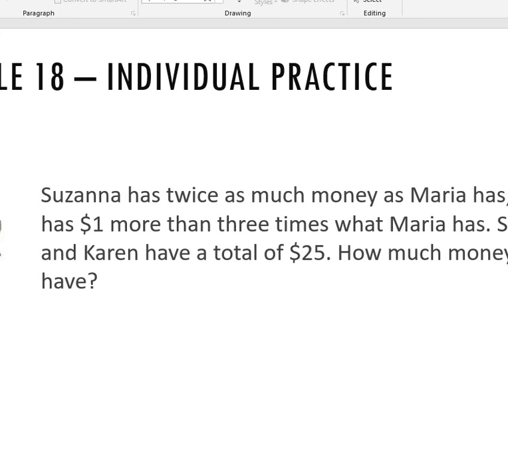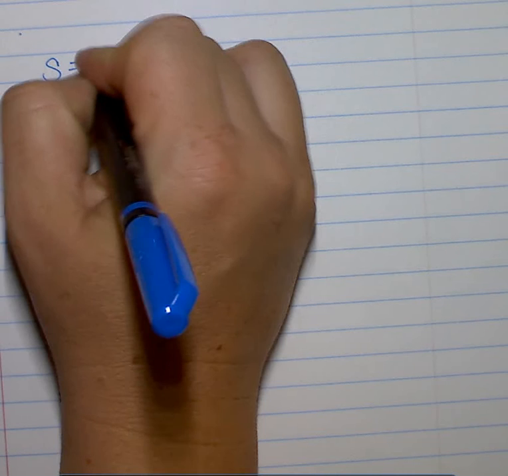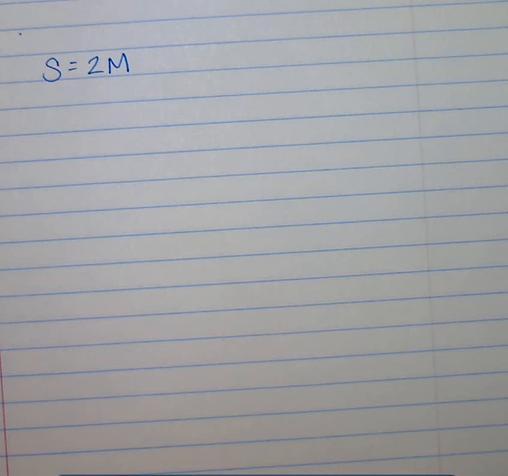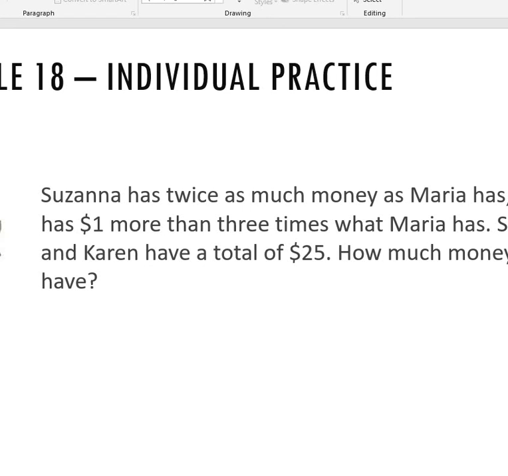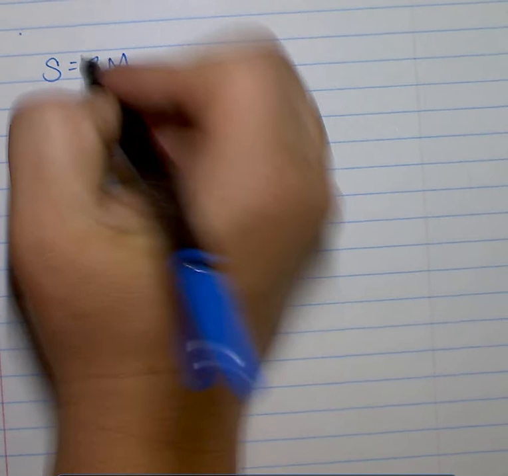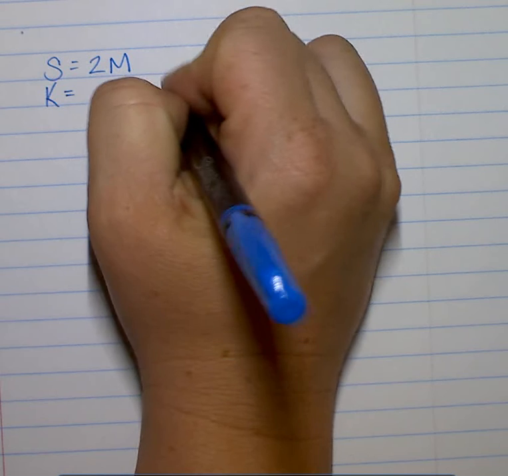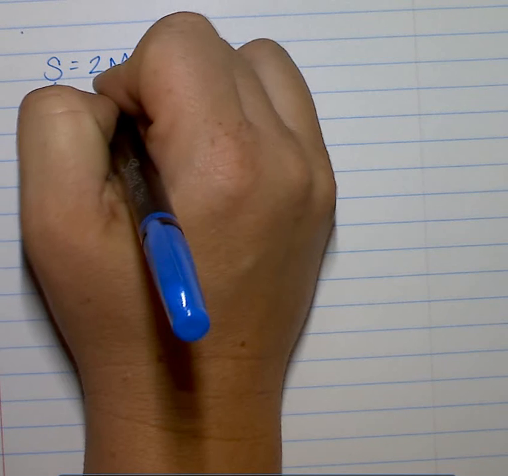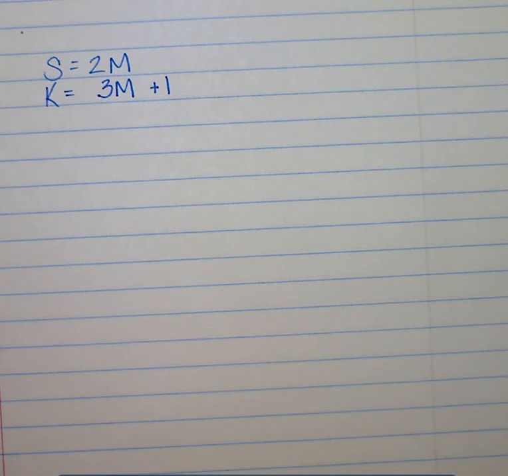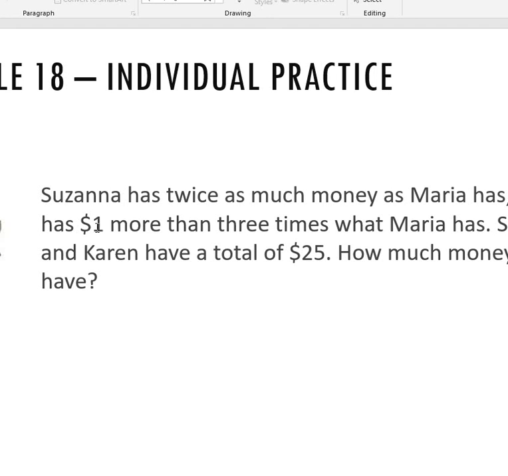Susanna has twice as much money as Maria. So I'm going to write Susanna has twice as much as Maria. Can you raise your hand just so I know if we're understanding? Anybody have this on your paper to start with? Okay, about a third of us. And then it says, Karen has one more than 3 times Maria. Karen has equals one more than 3 times Maria.